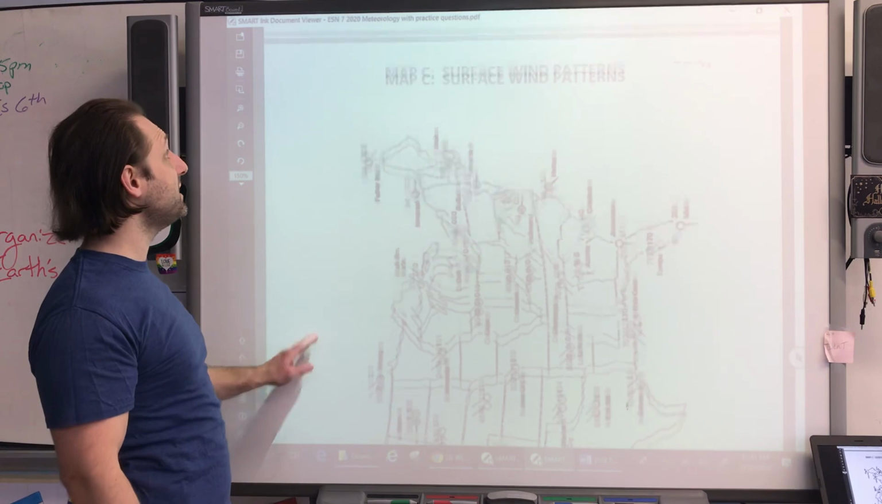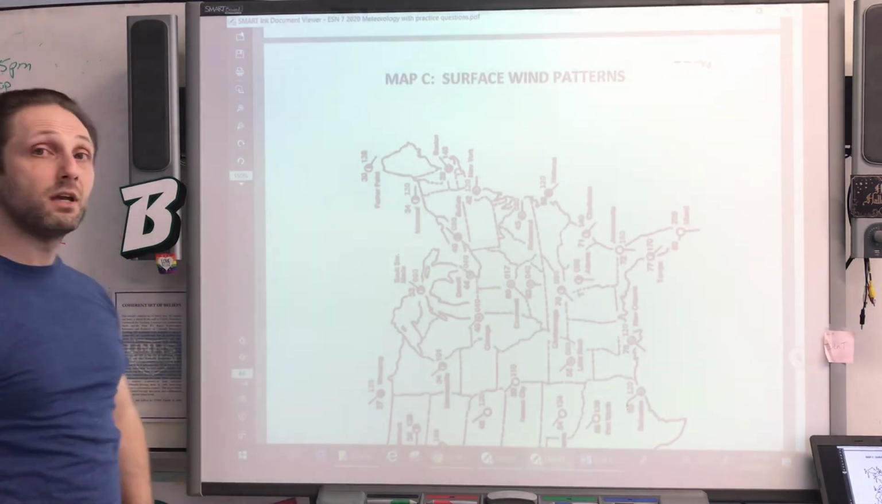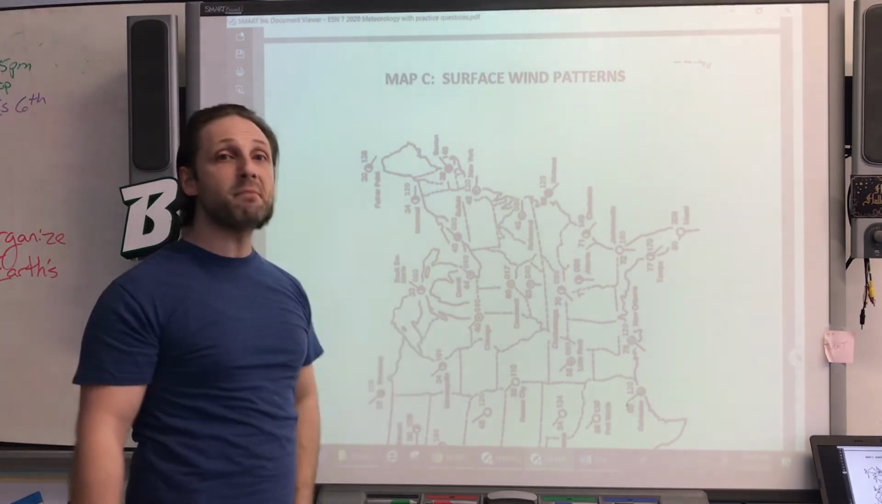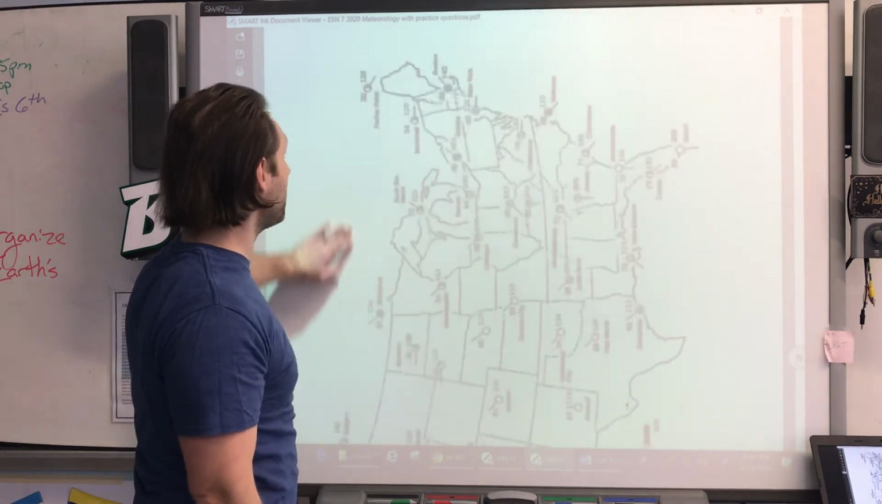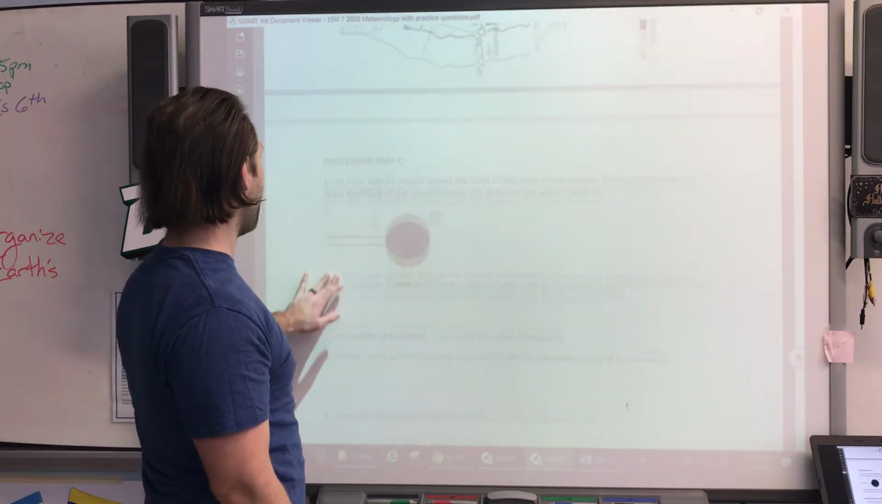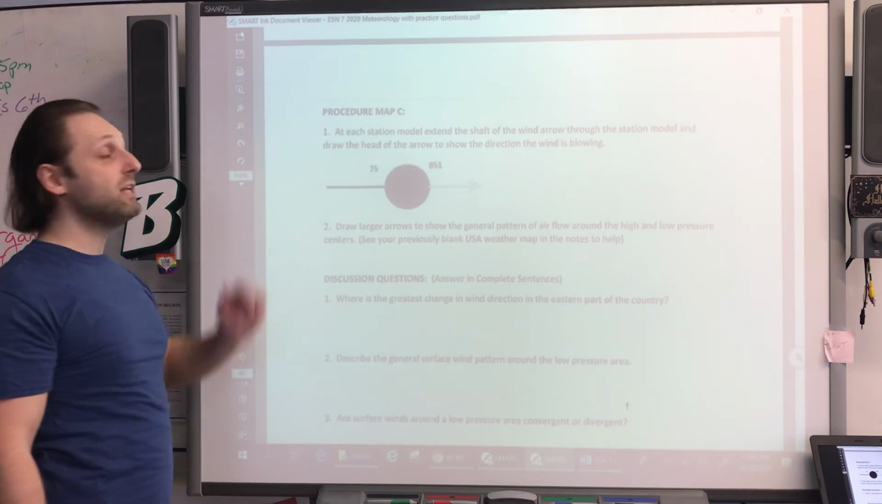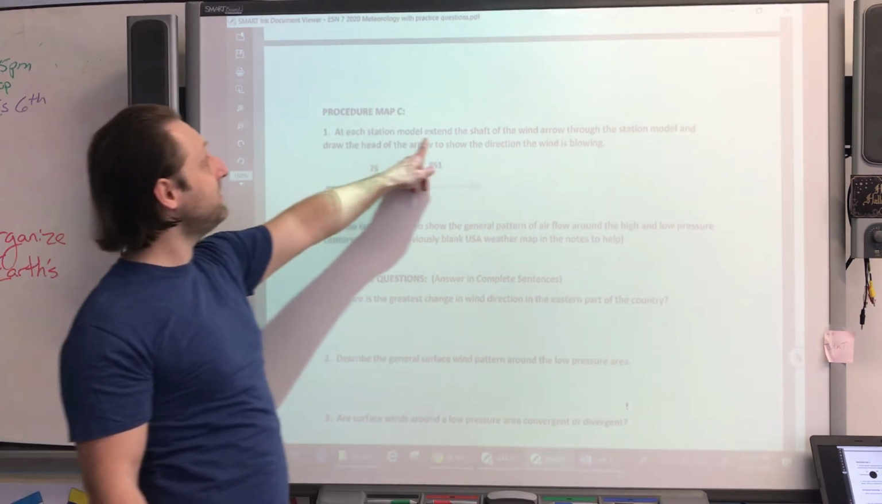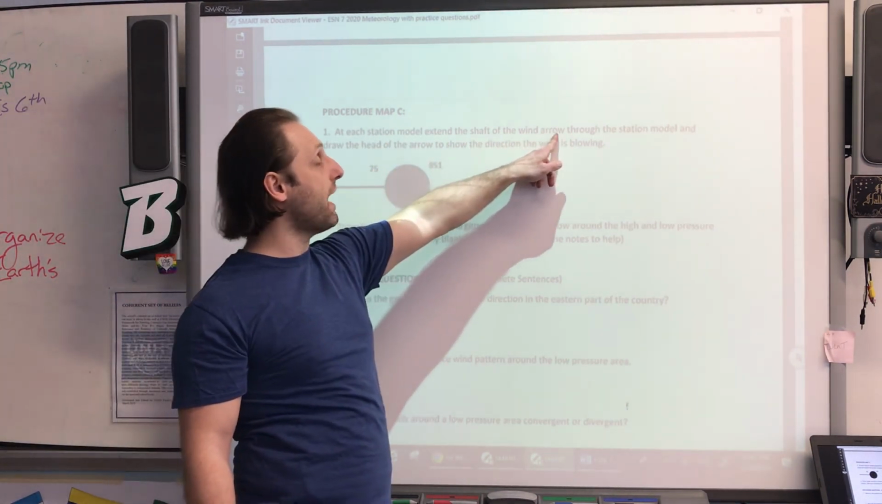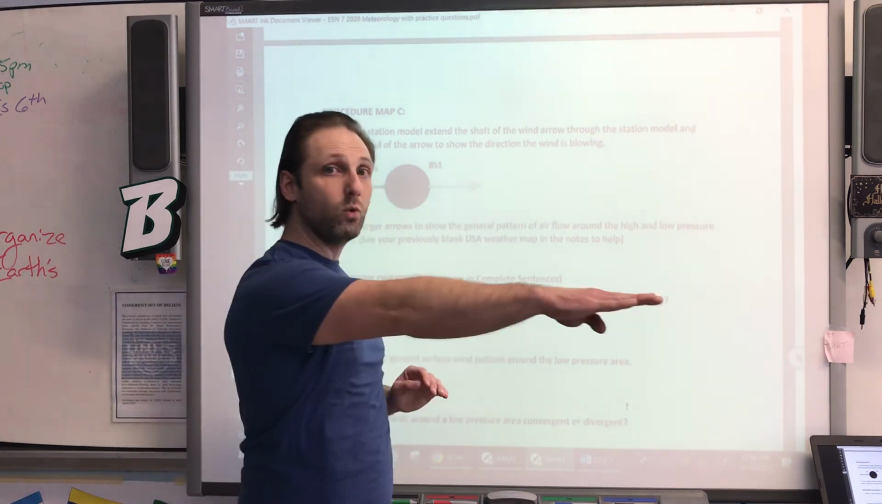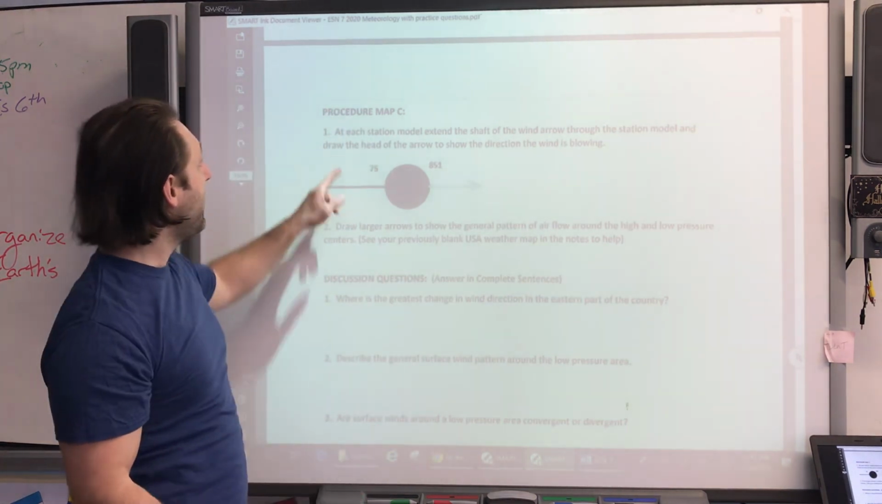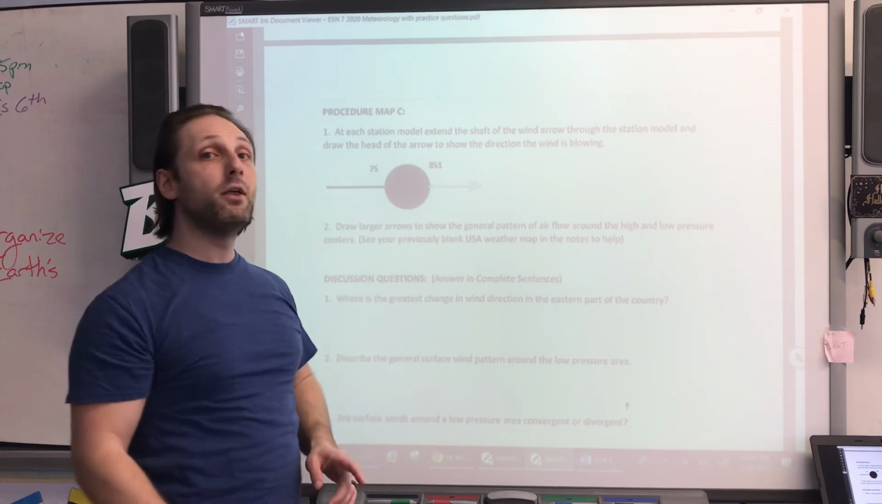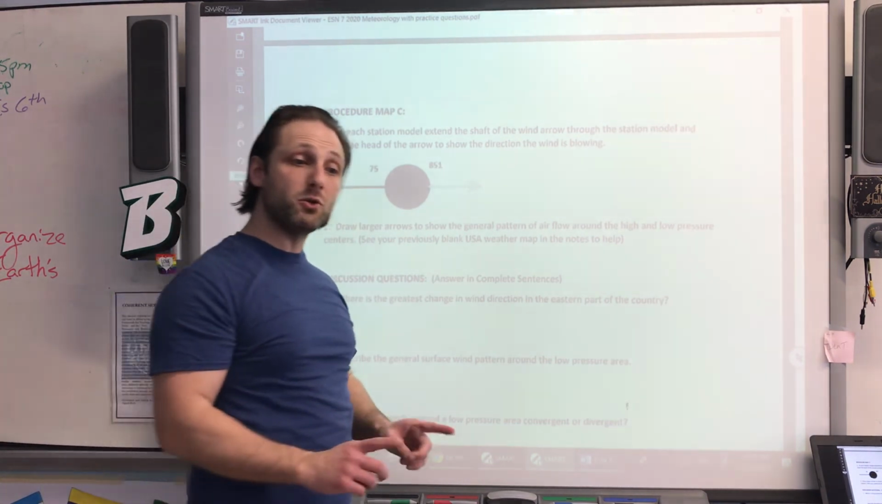Alright, so map C, surface wind patterns. Similar idea, we're using the same map, same station models. Let's take a look at procedure C for map C. At each station model, extend the shaft of the wind arrow through the station model and draw the head of an arrow to show the direction the wind is blowing to.